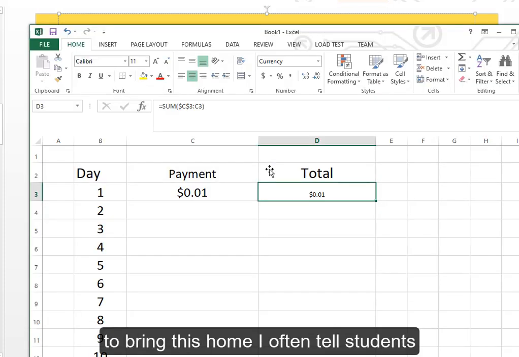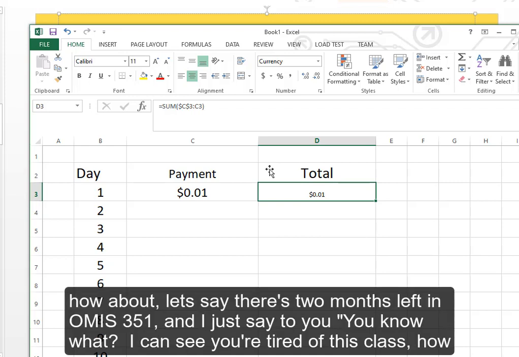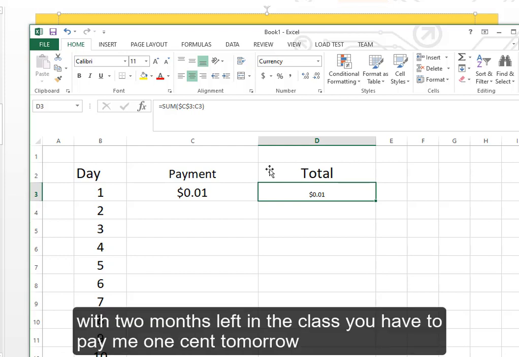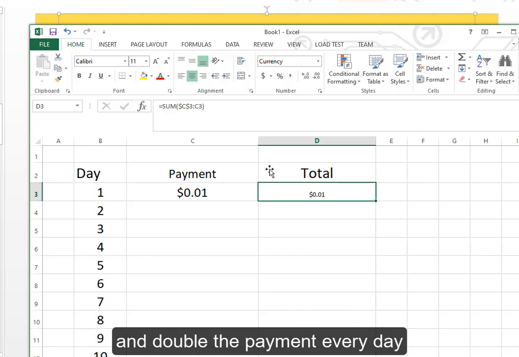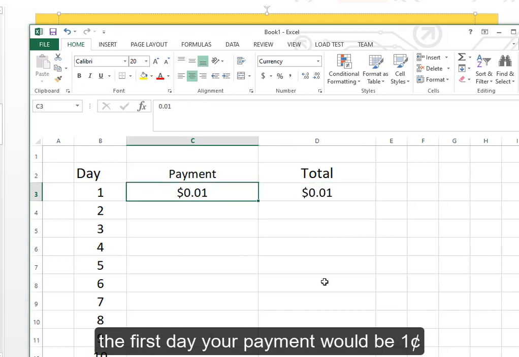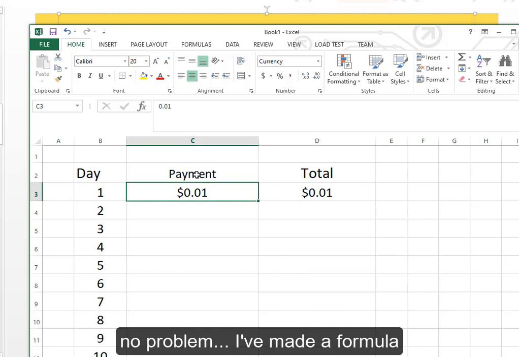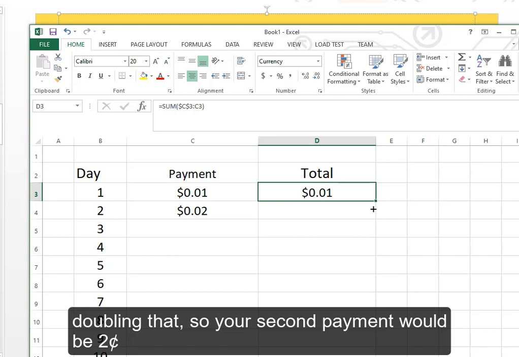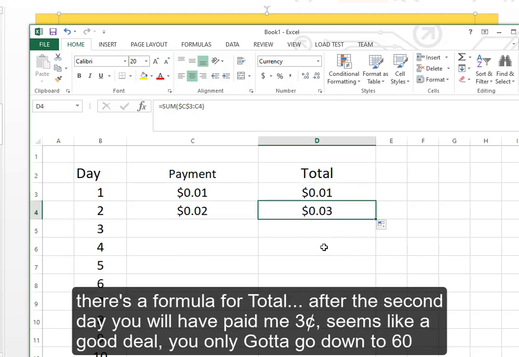To bring this home, I often tell students, let's say there's 2 months left in OMIS 351, and I just say to you, you know what, I can see you're tired of this class. How about you just buy an A? And to buy an A, with 2 months left in the class, you have to pay me 1 cent tomorrow and double the payment every day, just for 2 months. So as you can see here, the first day your payment would be 1 cent. No problem. I've made a formula doubling that. So your second payment would be 2 cents. There's the formula for total. After the second day, you'll have paid me 3 cents. This seems like a good deal.